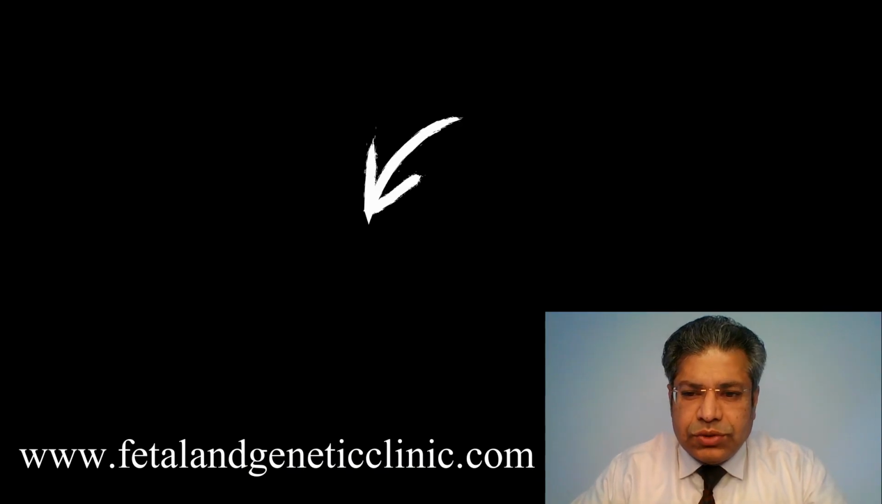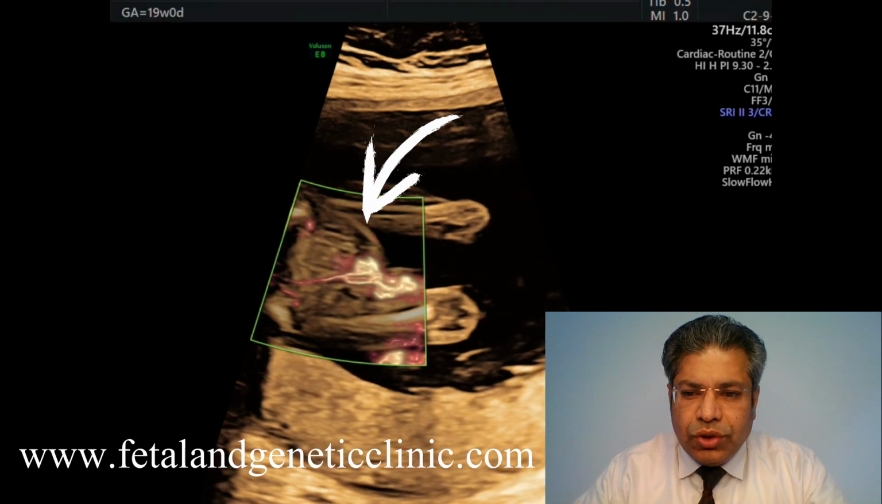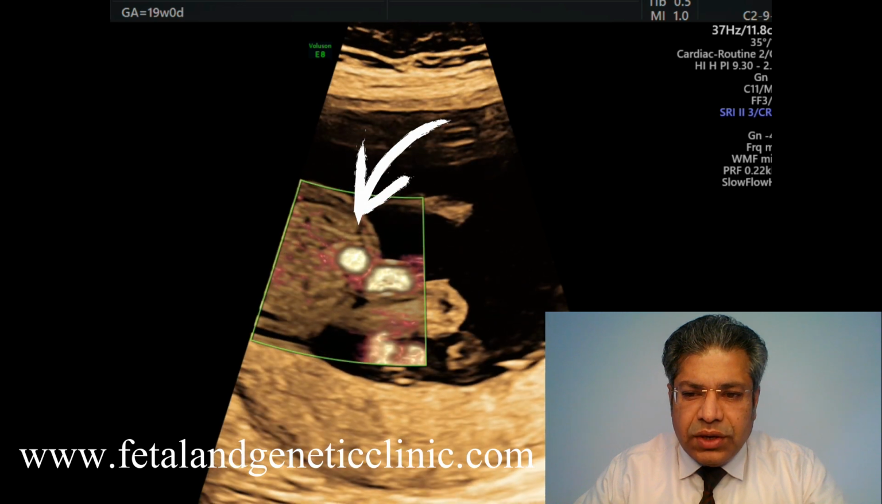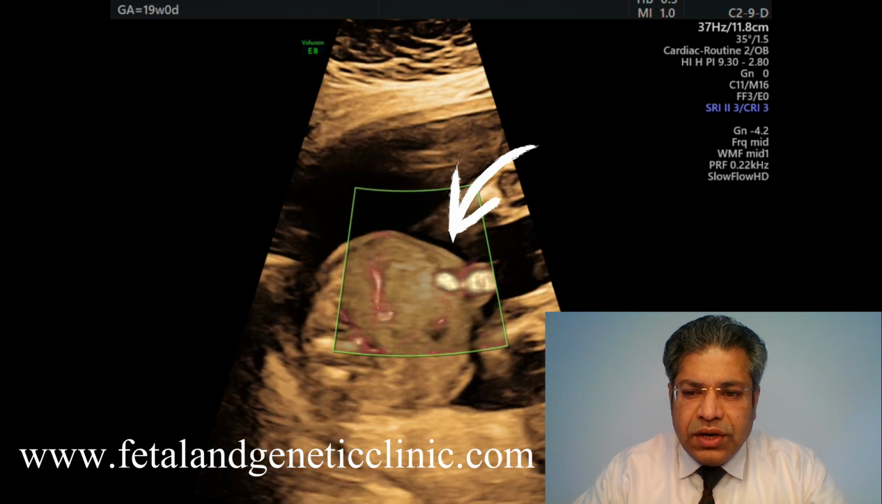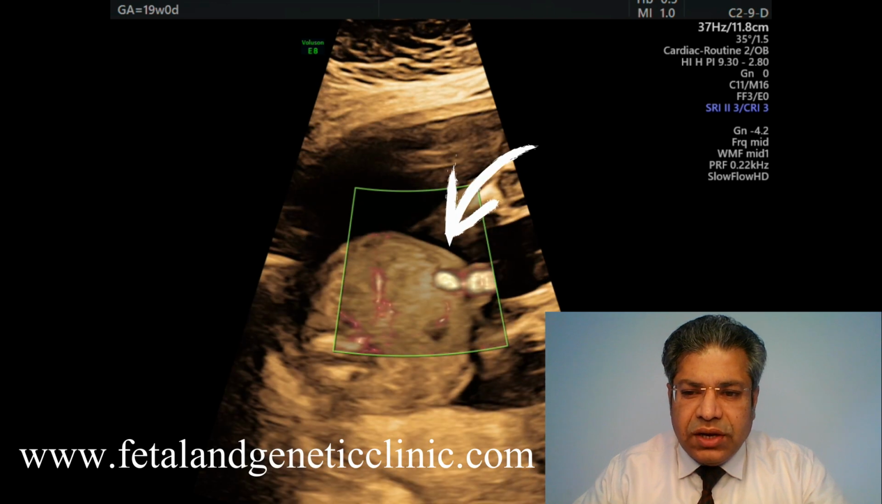So this is one case, and you look carefully. This is at 19 weeks, we are doing an anomaly scan. As soon as the umbilical cord is inserting into the abdomen, there is a saccular, spherical dilatation, which is very hypervascular. So this is an umbilical vein varix.